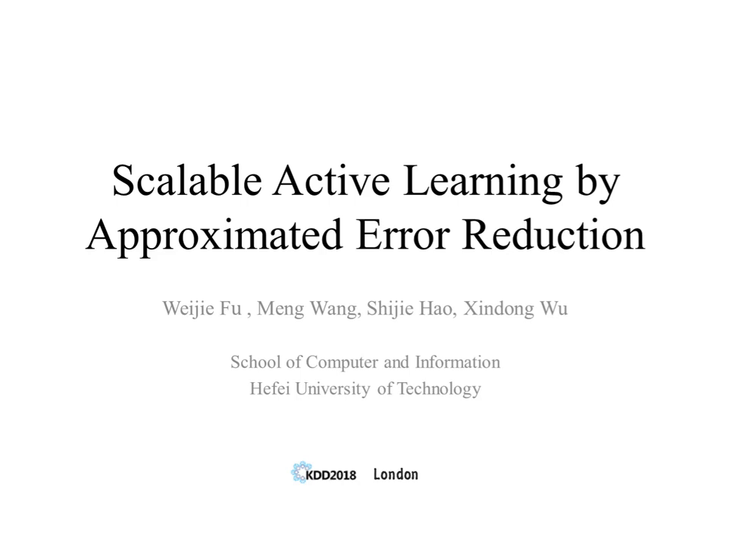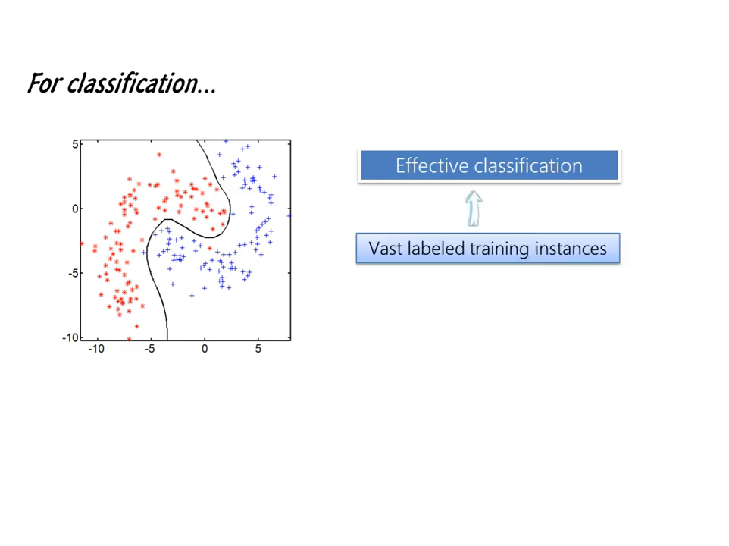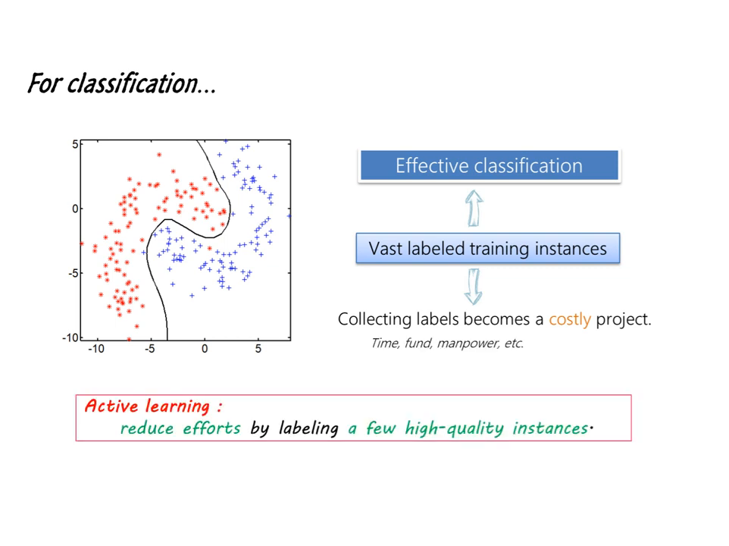Our paper focuses on efficient query selection. As we know, to obtain impressive classification performance, a classifier has to be trained based on a large number of labeled instances. However, collecting these instances is generally a costly project. To address this issue, active learning is therefore preferred, which reduces the above efforts by labeling a few high-quality queries.